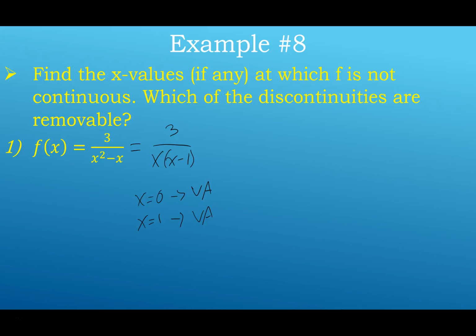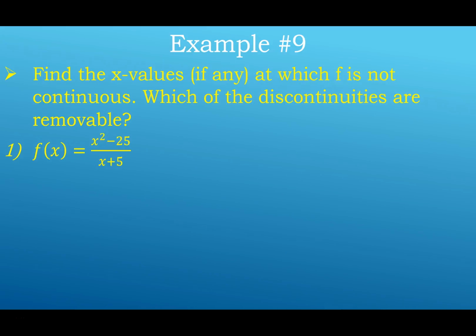So what we have for this particular problem is a discontinuous function because it has vertical asymptotes. Discontinuous at x equals 0 and x equals 1. Since they're both vertical asymptotes, they are non-removable. Again, vertical asymptotes will be non-removable discontinuities. Holes will be removable. Why don't you give this one a try on your own?